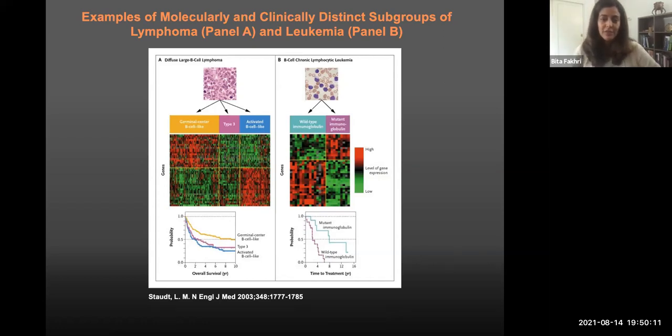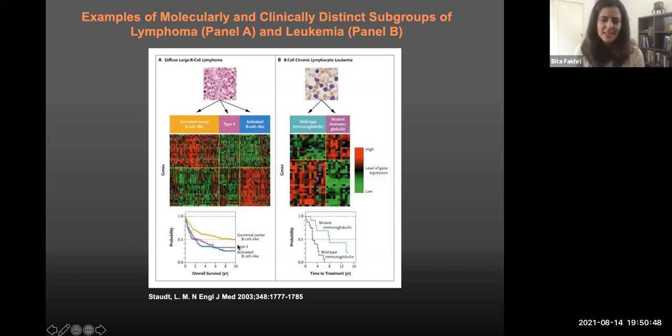But we're really fortunate that we are living in the era of molecular studies. And this was a very interesting issue of the New England Journal of Medicine in 2003, and they published 2 papers in that issue. In one of them, they did gene expression profiling in patients with diffuse large B-cell lymphoma, and they introduced 2 new immunophenotypes based on gene expression profiling. One of them was germinal center B-cell-like, and the other one was activated B-cell-like, or ABC, or non-GCB.